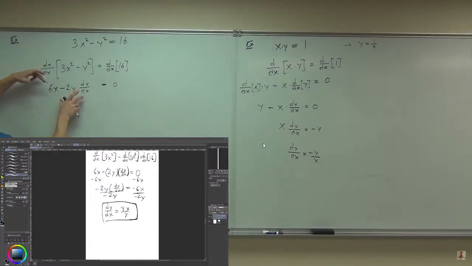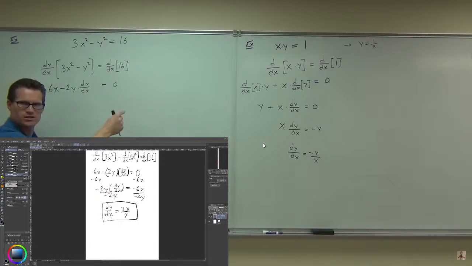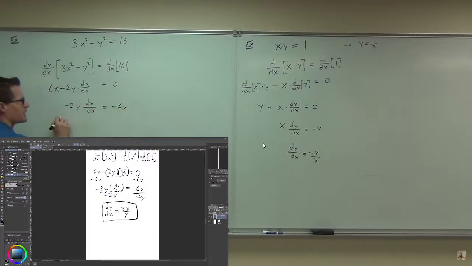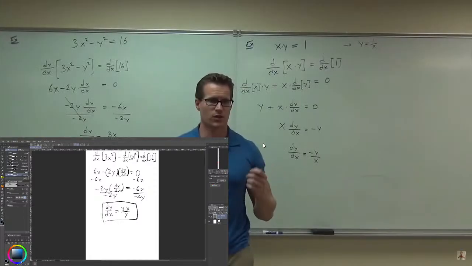Solving for it, it'd probably be nice if I added this to both sides and divided by 2y, but I'm guessing most of you subtracted 6x and divided by negative 2y. You still get the same answer, but you have to divide by negative. Negative 6x, if we divide by negative 2y, you're going to get positive. Did you get positive 3x over y? Yes. Everybody. Great.